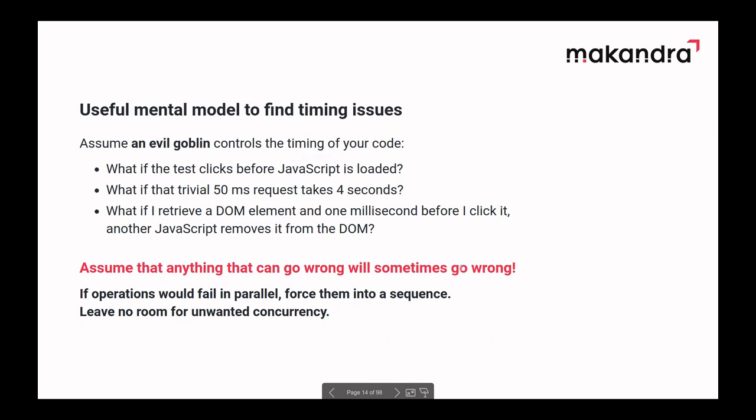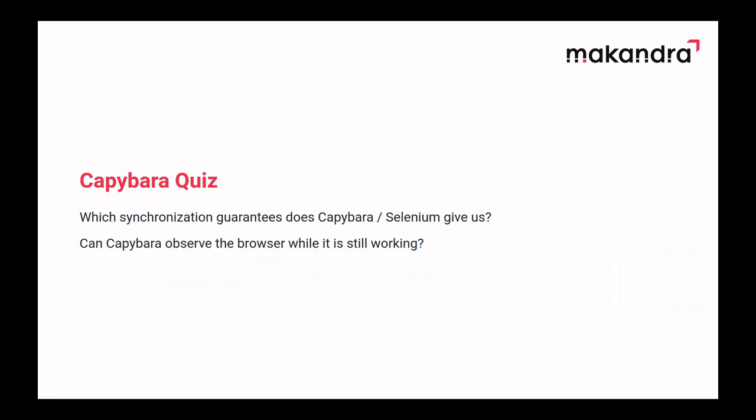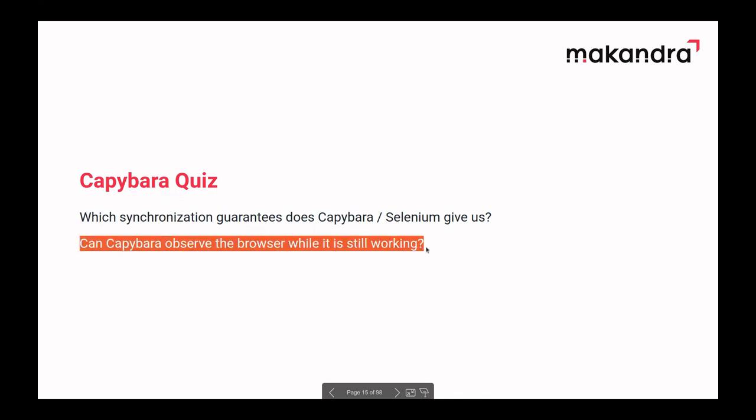The way that we address this is that we get an idea of what are the operations that would fail in parallel if we're unlucky, and we force them into sequence. So we leave no room for unwanted concurrency. I will give you a few very specific examples in the next slides. But first, let's take a look at what kind of synchronization we get from Capybara and Selenium. In particular, I want to find out whether Capybara can observe the browser while it is still busy with a previous task.